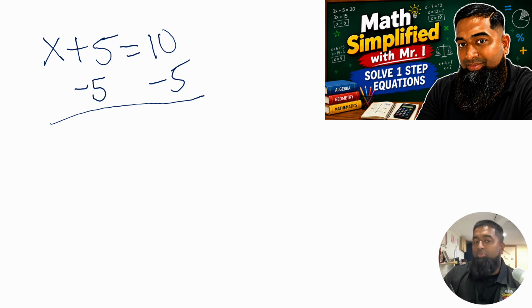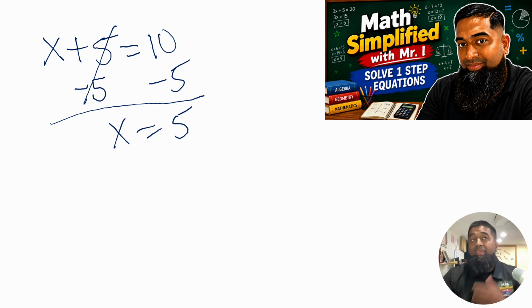So you have positive 5. We do the opposite, which is negative 5 on both sides. It's an equal sign, right? We have to do the balance. I know all you guys are thinking 6, 7. Forget about that, right? That's all done. Now this is canceled. You have x equals 10 minus 5.